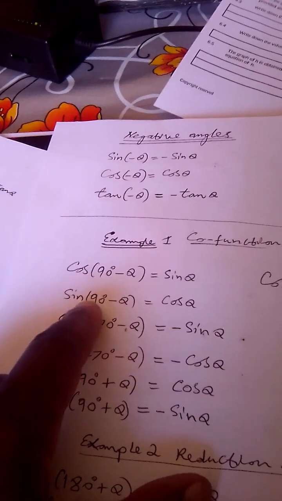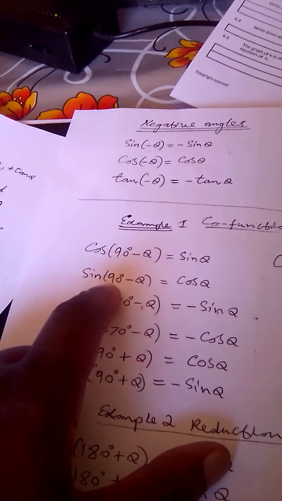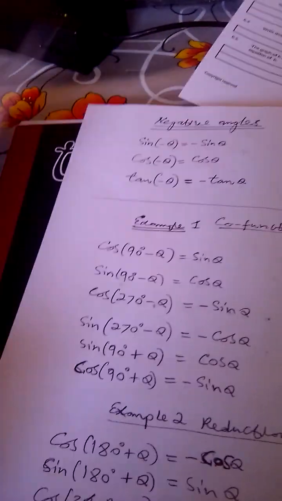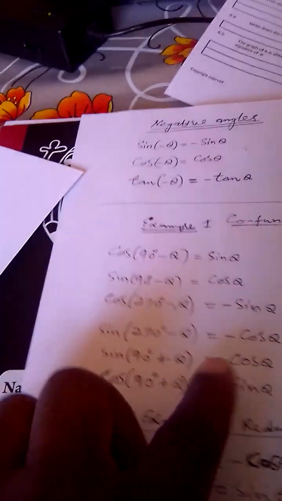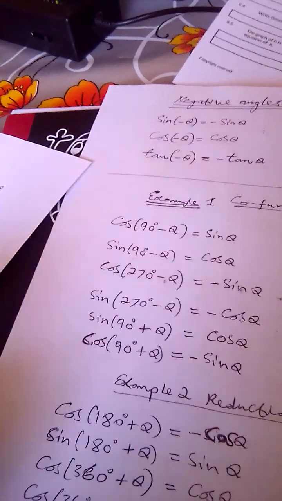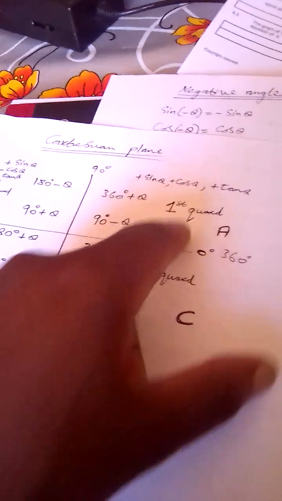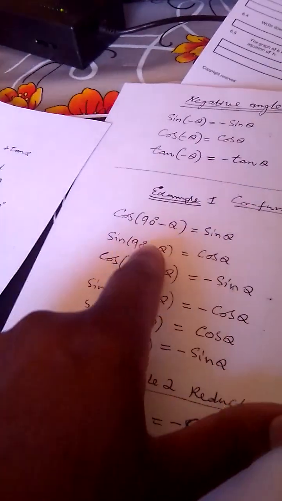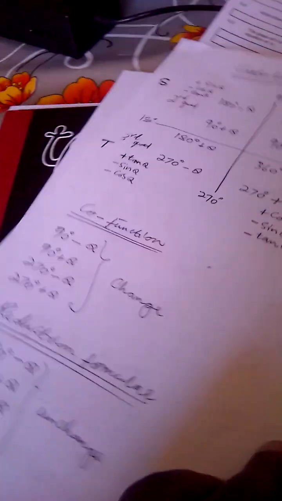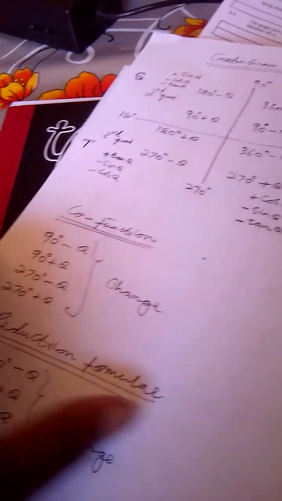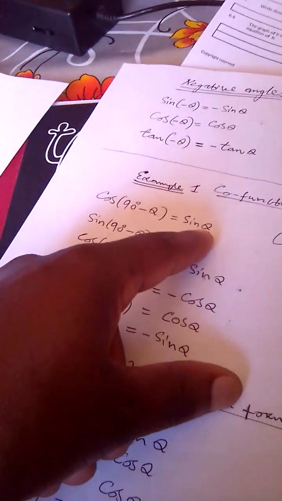Now, another part. Let's say we have sine 90 minus theta. You say 90 minus is in which quadrant? 90 minus is in the first quadrant. Then check the ratio. The ratio is sine. Is sine positive or negative on the first quadrant? Sine is positive. Then, does sine change? Yes, it changed. Why? Because there's 90 minus, and according to cofunction, it changes. So if sine changes, it will change to cos. If cos changes, it changes to sine.